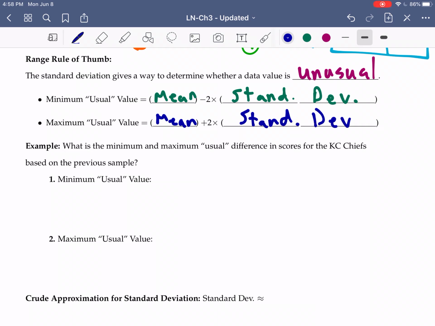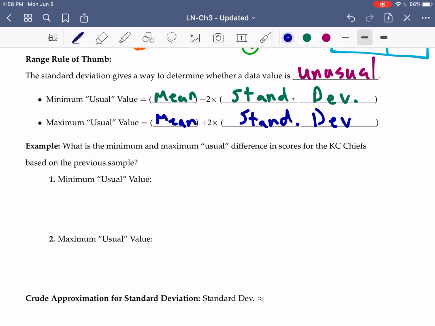So anything that's more than 2 standard deviations below the mean, that's unusual. Anything that's more than 2 standard deviations above the mean is unusual. Anything that is between 2 standard deviations below and 2 standard deviations above, those values would be considered usual. They're not far away from this measure of center, the mean. They're within 2 standard deviations, so they are usual.